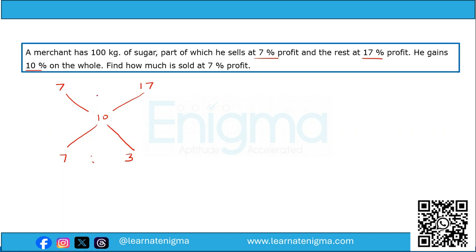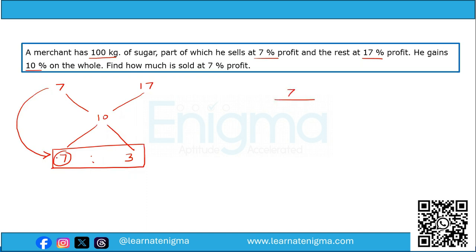So the total quantity, 100 kg, is distributed in the ratio 7 is to 3. Now we want to find out how much is sold at 7% profit. Now we can easily find it out. The number corresponding to 7% profit is 7.